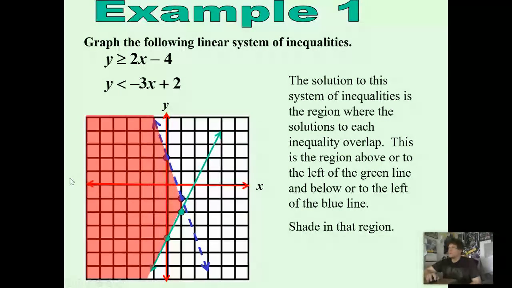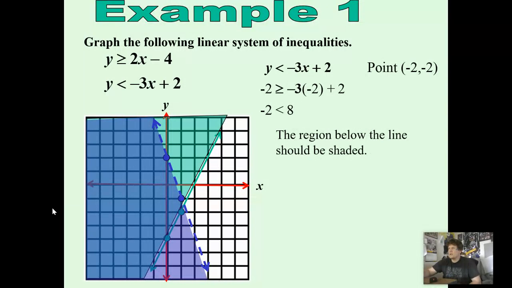So our solution for this one is only where both shades overlap. So it's this entire red region right there. And again, you could see that from what overlaps in the shade on the two inequalities.